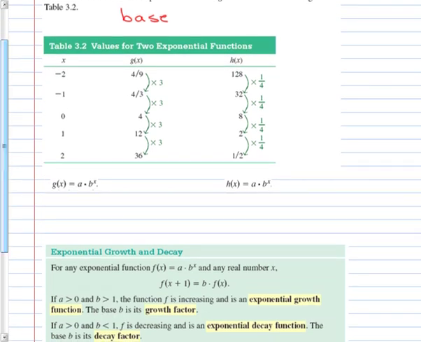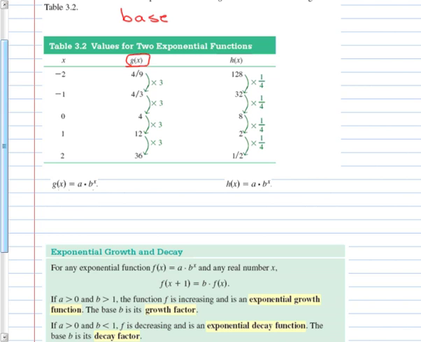A base in an exponential is what we keep multiplying by. So if I have a set of values here, 4/9 and 4/3 and 4 and 12 and 36, we can figure out that all of these are being multiplied by 3. And if they're all being multiplied by 3 to get my next answer, I know my base is 3.